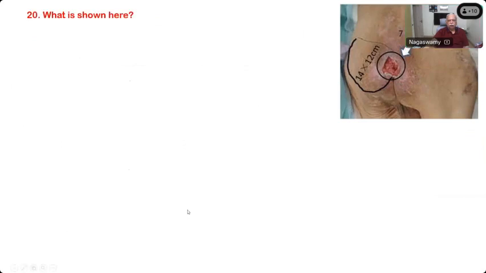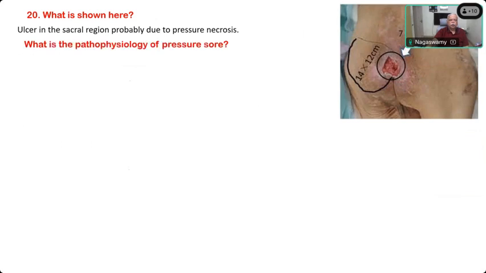So what is shown here, this is the last case scenario. This is the ulcer in the sacral area. So you should not straight away say bed sore. Okay, it's an ulcer in the sacral region, probably due to pressure necrosis. This is what we are saying. What is the pathophysiology of pressure sore?